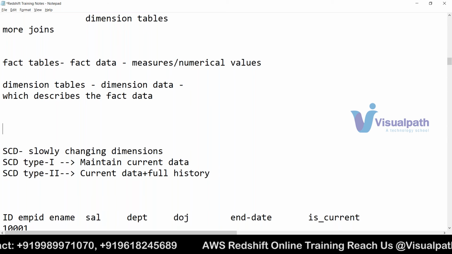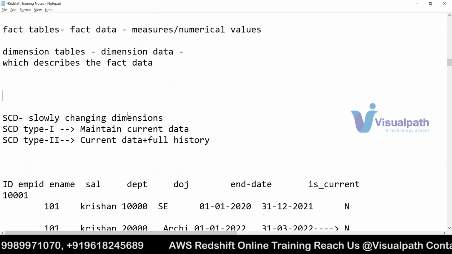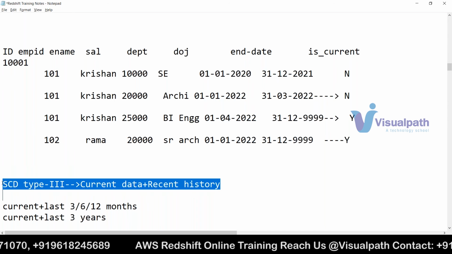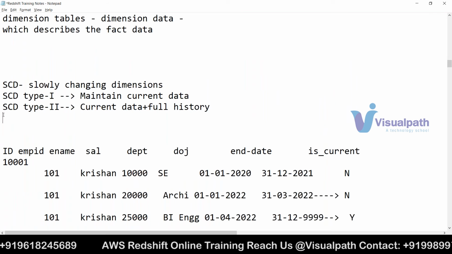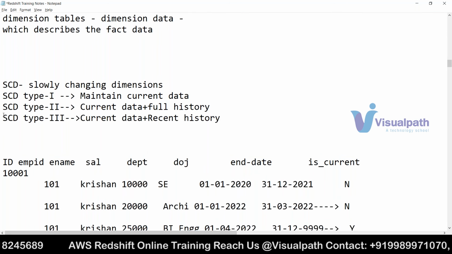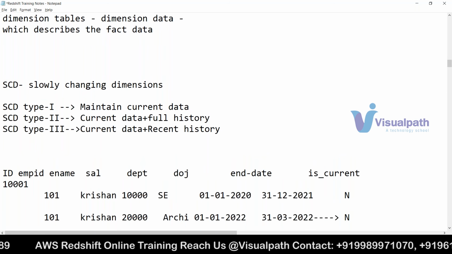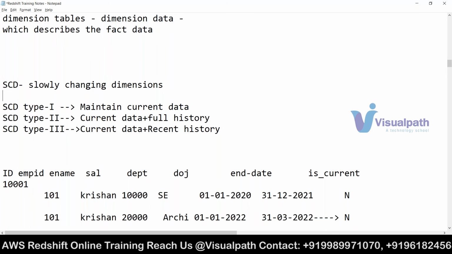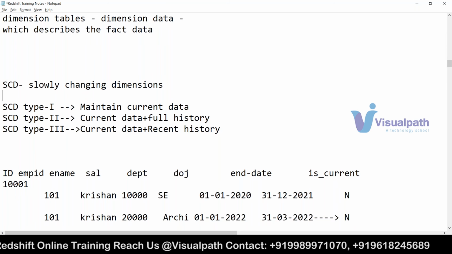SCD stands for slowly changing dimensions. Slowly changing dimensions are of three types, majorly three types, and all others are combinations of these three. Slowly changing dimensions mean dimensions tend to change over time. So they are categorized into three types: SCD type 1, SCD type 2, SCD type 3.